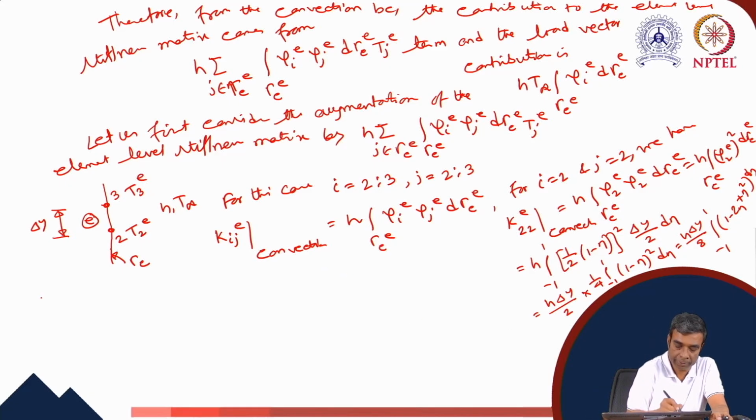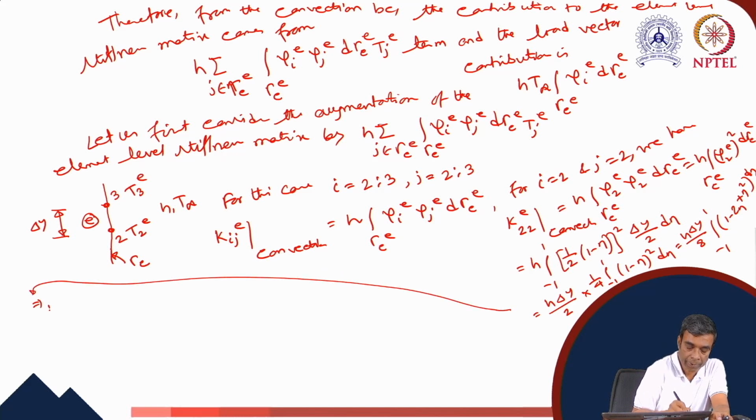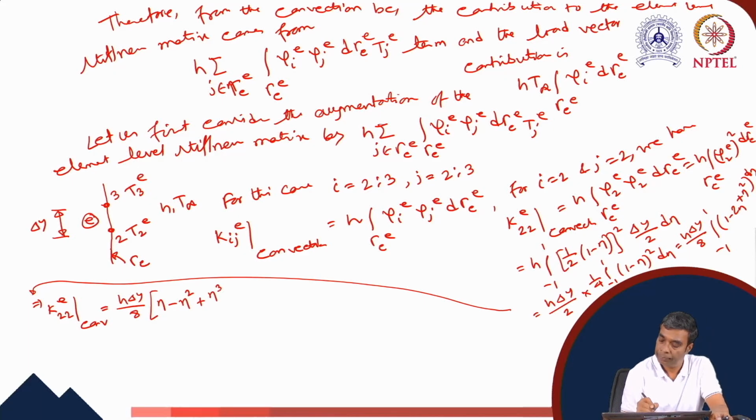This gives us, from here we get K22E convection equals H delta Y by 8 into eta minus eta square plus eta cube by 3, varying from -1 to 1.